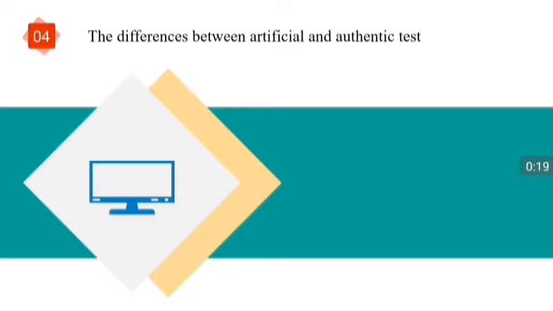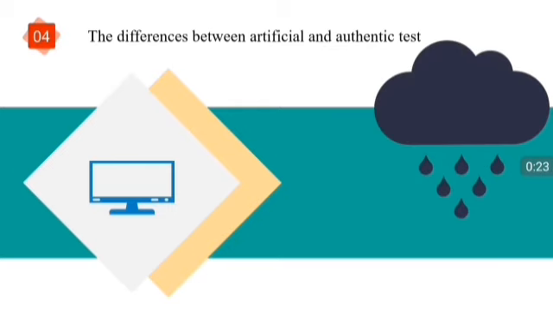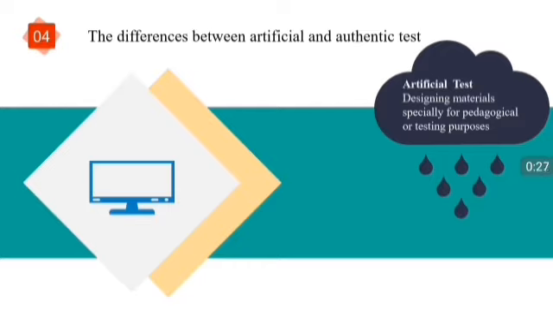Okay, let me introduce myself first. My name is Lisa Febiana and I will continue the explanation from this group 6. It is number 4, the differences between artificial and authentic test. Before that, I would like to explain to you the definition and the purposes of this test.